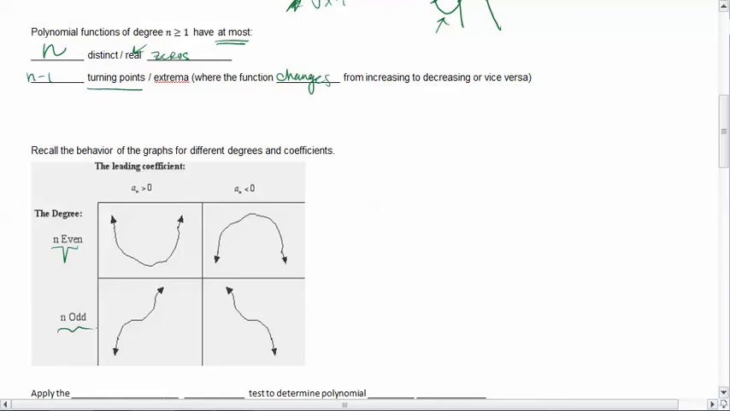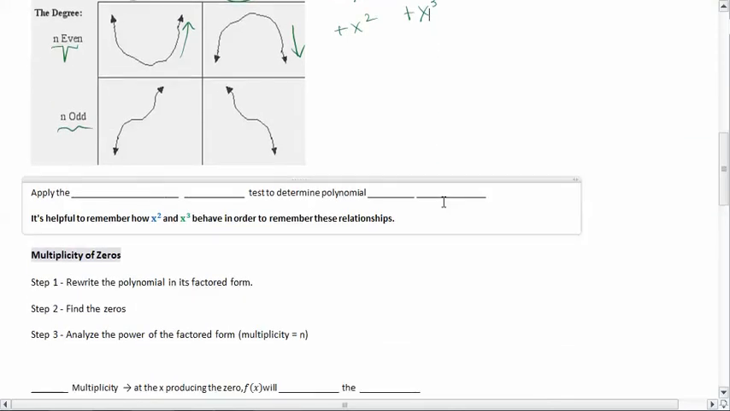That's dictated by a. So when a is positive, when a is greater than 0, our right end behavior goes up. When a is less than 0, when a is negative, our right end behavior goes down. So if you can just remember the graphs, positive x squared, negative x squared, positive x cubed, and negative x cubed, you're going to remember all 4 of these rules and what happens to our end behavior.